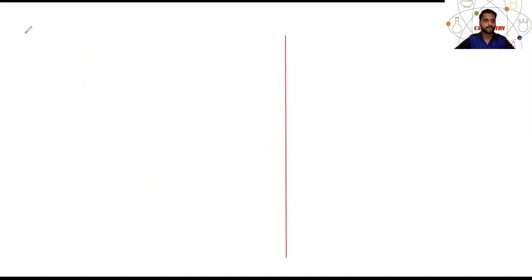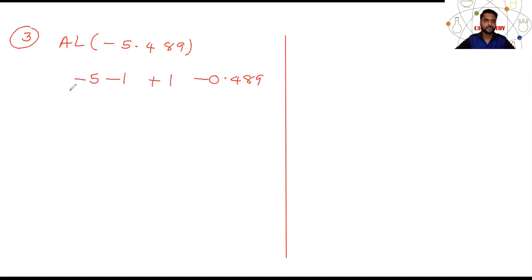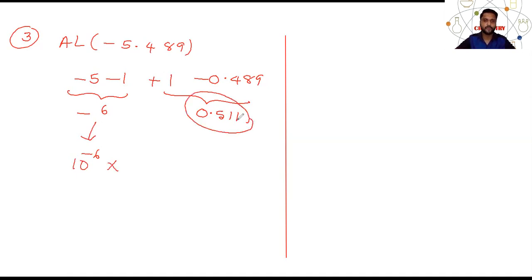Third question. Calculate antilog of -5.489. Split this number, -5 minus 0.489, -1 and +1. So this is equal to -6. +1 minus 0.489 would be 0.511. So -6 will become 10 to the power -6 into log of which value is equivalent to 0.511.